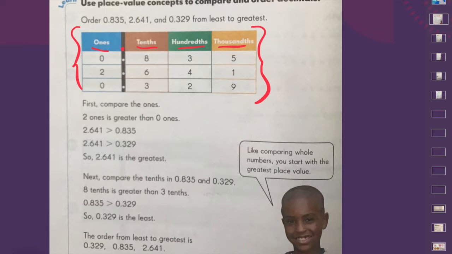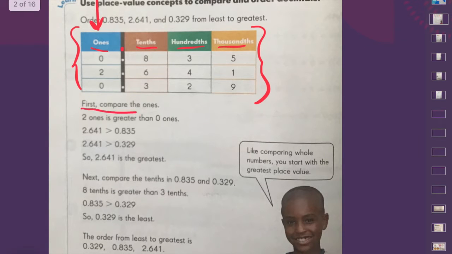So we always start in the largest place value. And so first we start comparing in the ones place. And we can see that 2 ones is greater than 0 ones. So we know that 2 and 641 thousandths is greater than 835 thousandths. And we know that 2 and 641 thousandths is greater than 329 thousandths. So this tells us that 2 and 641 thousandths is the greatest. So now I'm going to cross it off because we know that's number 1.